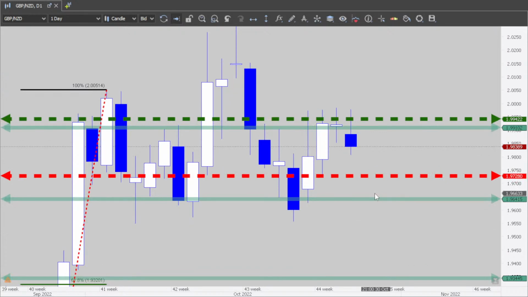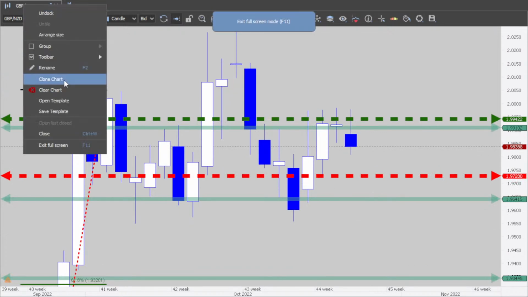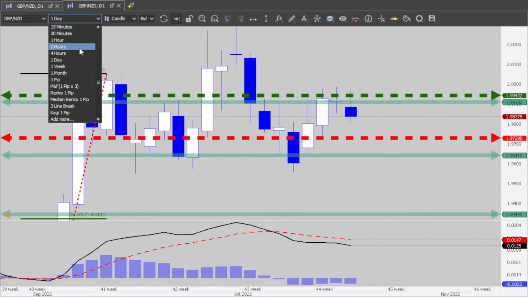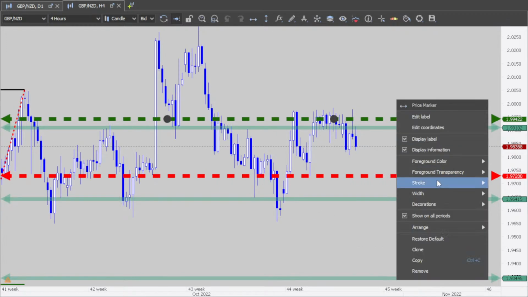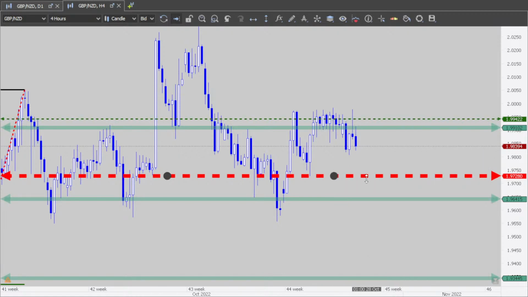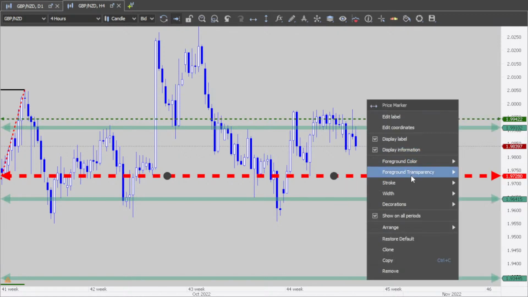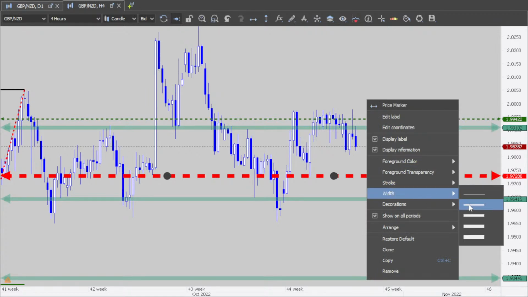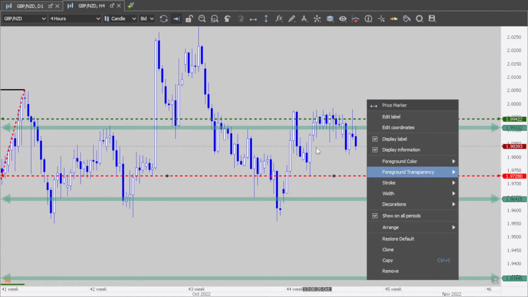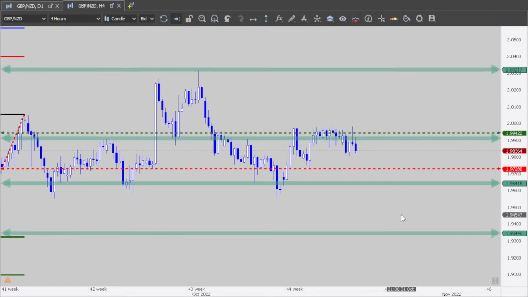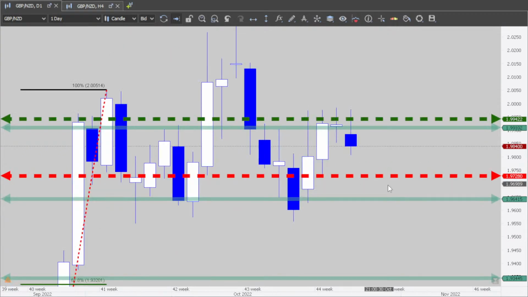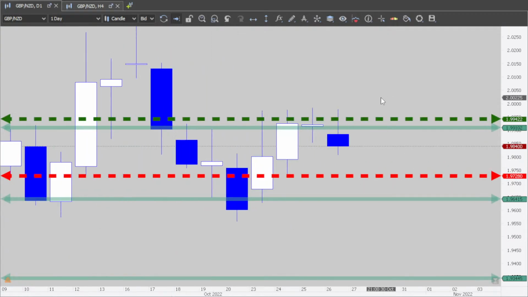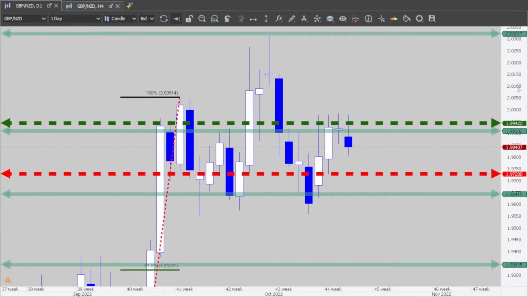Trade the 4-hour short-term trend. Okay, so we're going to clone chart and go to the 4-hour. Where did you enter, today or yesterday? Or 2 days ago? So this was the entry, the foreground color, stroke, and there you go. Yesterday. Okay. So everybody, Mattia entered yesterday.